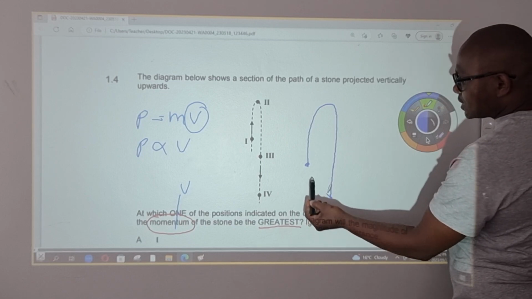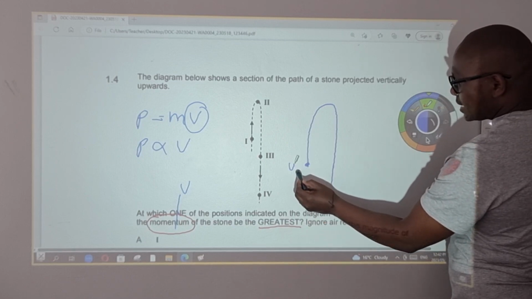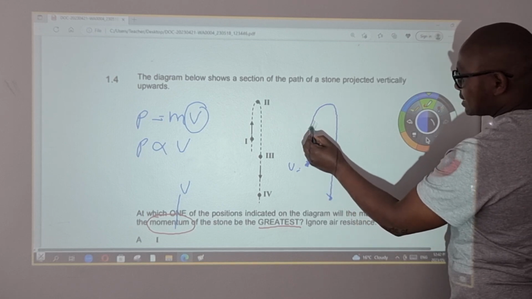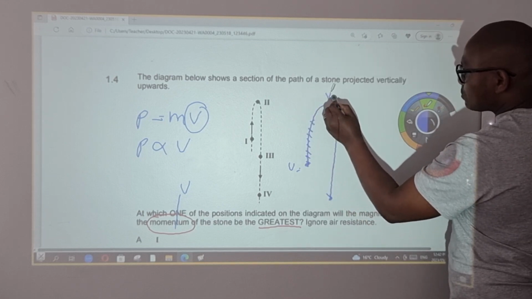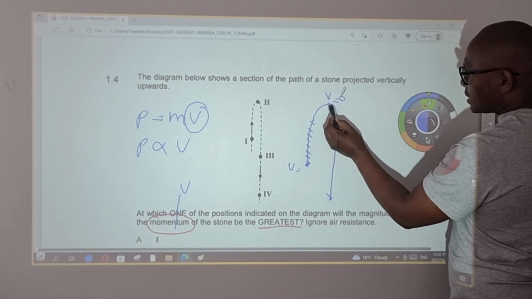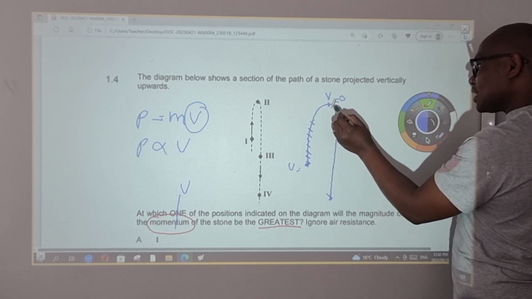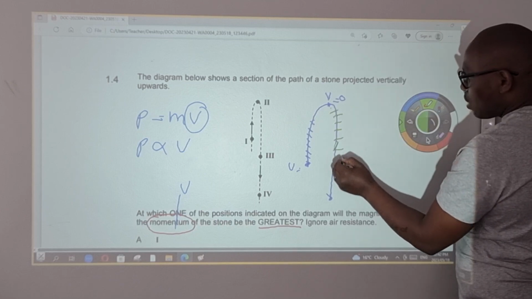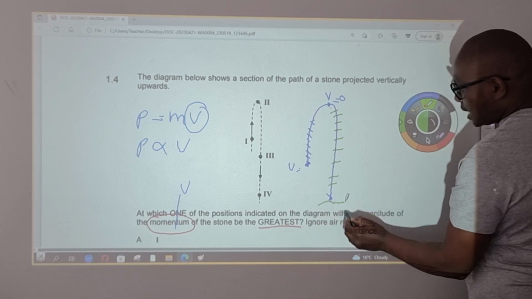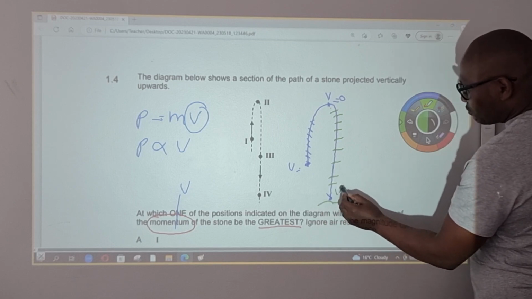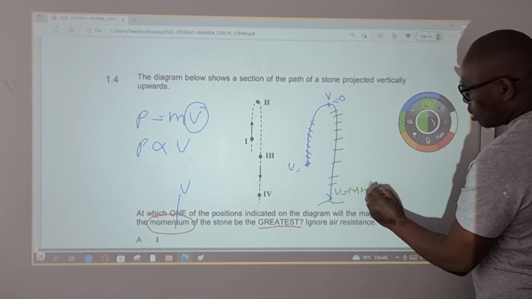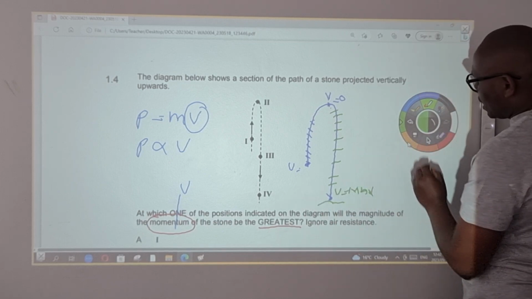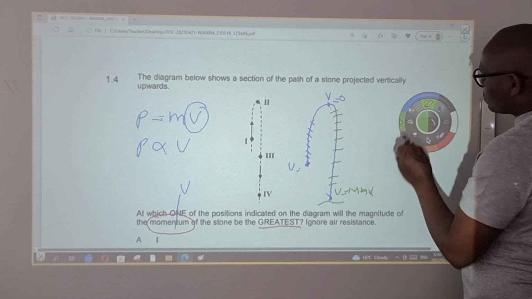The behavior of the velocity here: it starts as the initial velocity, and then the velocity decreases and reaches the highest point, where v is equal to 0. After that it changes direction, and once it changes direction, the velocity increases and increases. When it reaches the ground, v will be at a maximum. So automatically, when you look here, we have these particular points.